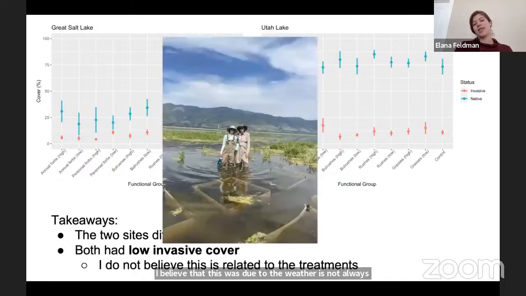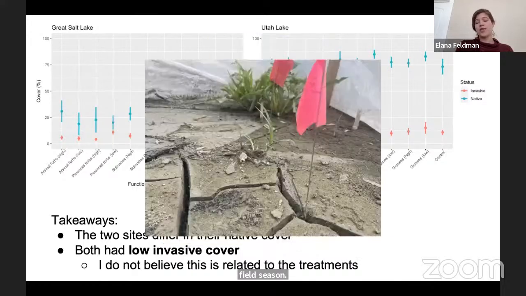This is what my sites looked like at the beginning of the field season. We had a particularly unusually wet spring last year in Utah. And this is what they looked like at the end of the season. This is more typical of what we would expect in Utah.